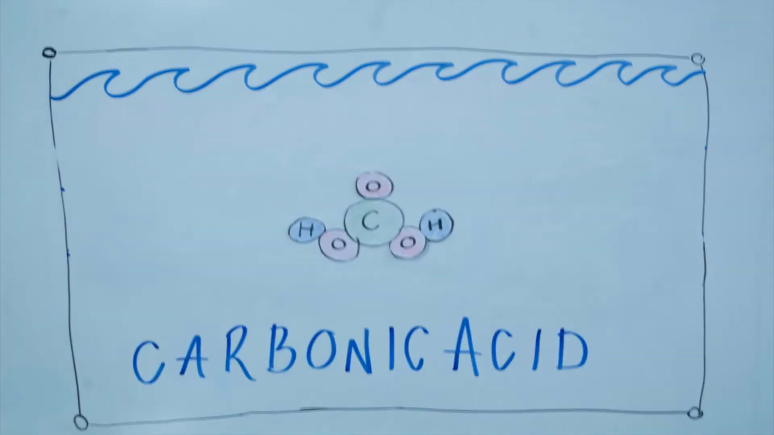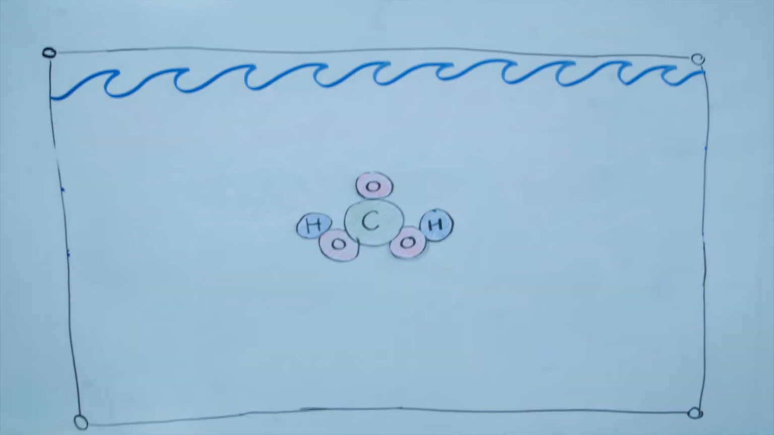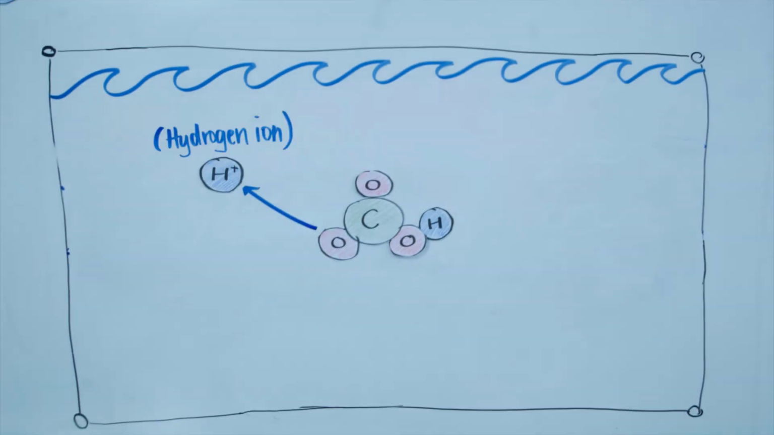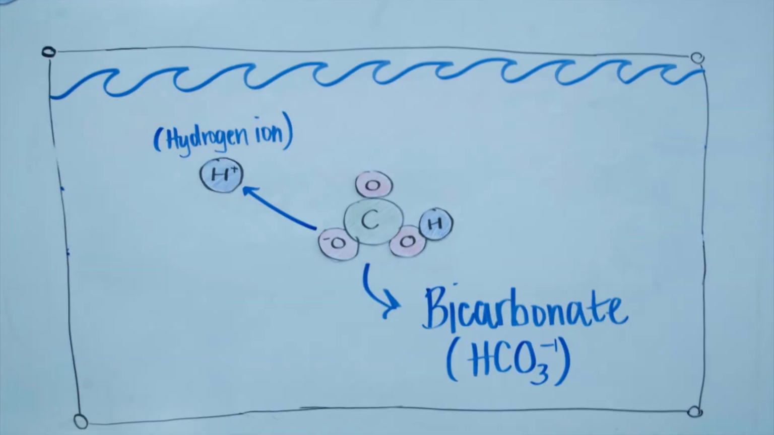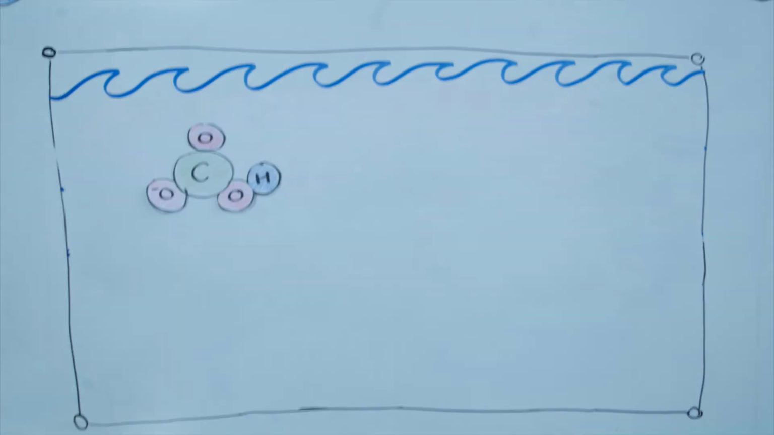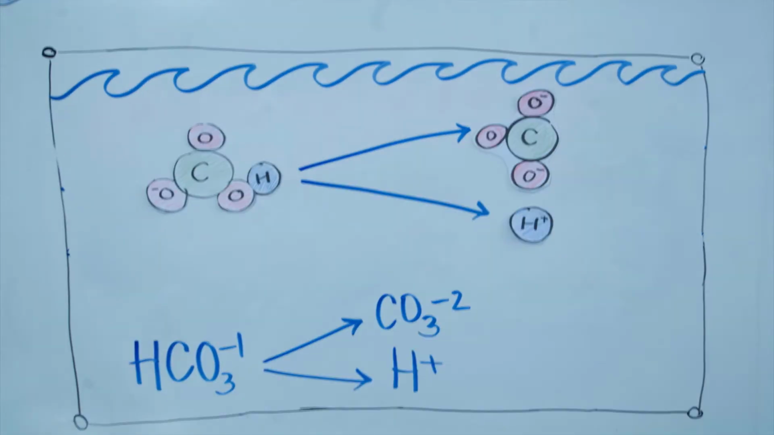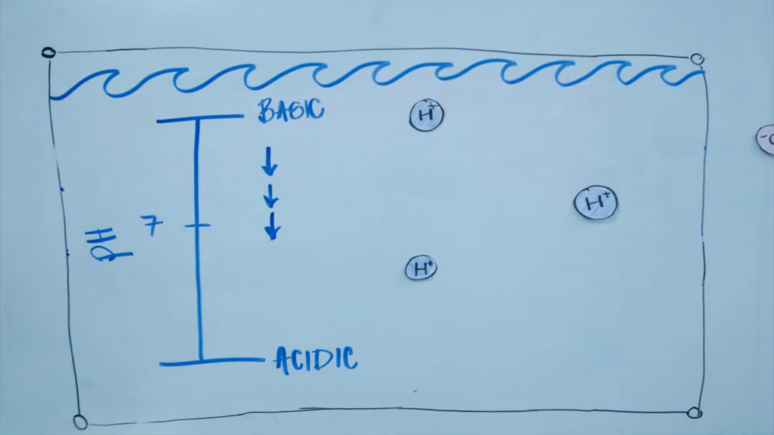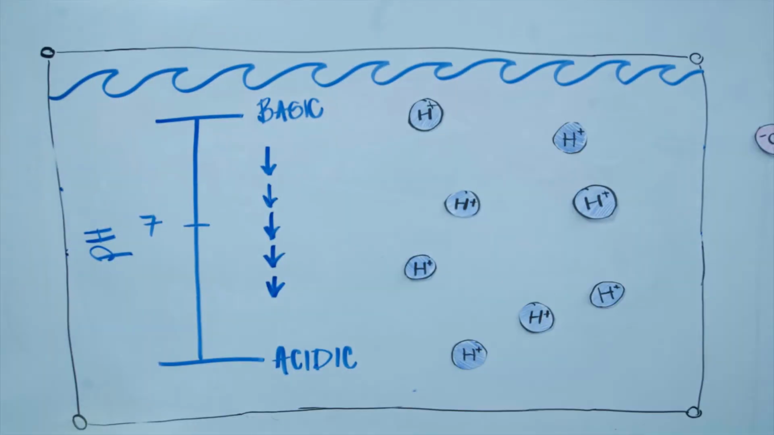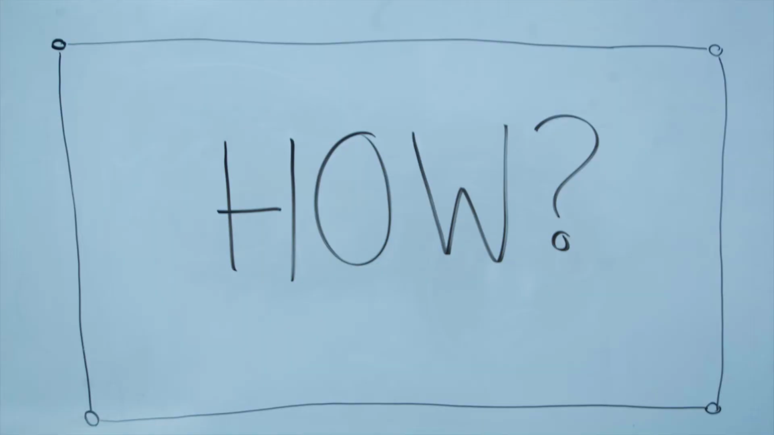When there is carbonic acid in the water, a couple of things happen. First of all, each carbonic acid molecule can release one of its hydrogen ions to create a bicarbonate. This bicarbonate can further break down into a carbonate ion, releasing the other hydrogen ion. These hydrogen ions lower the pH of the water, making it more acidic. So how does this affect our coral reefs?